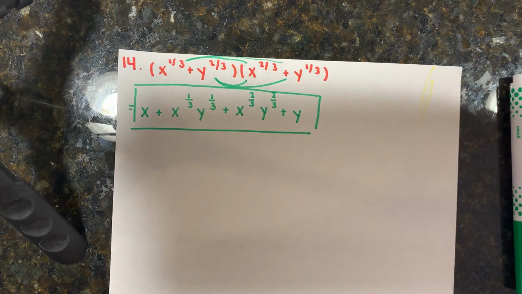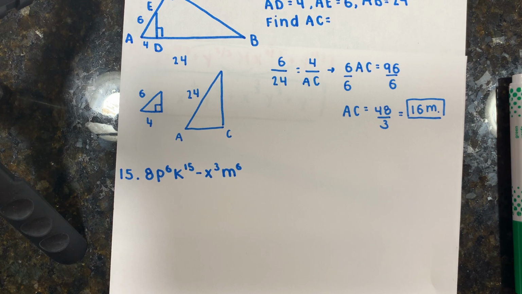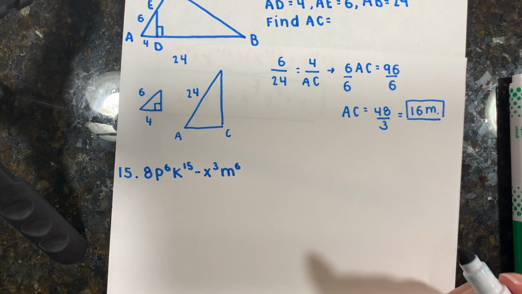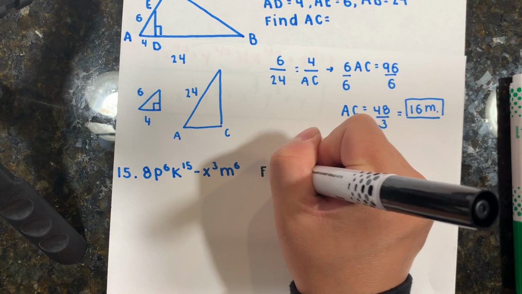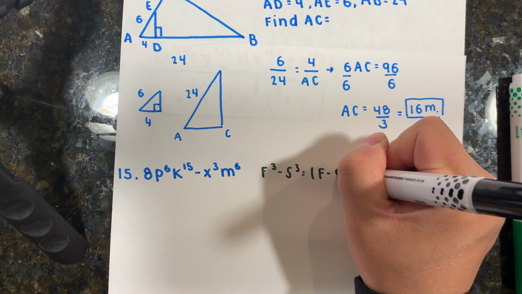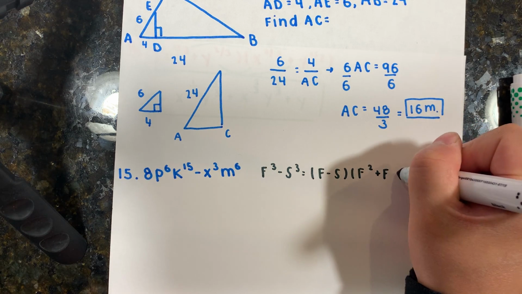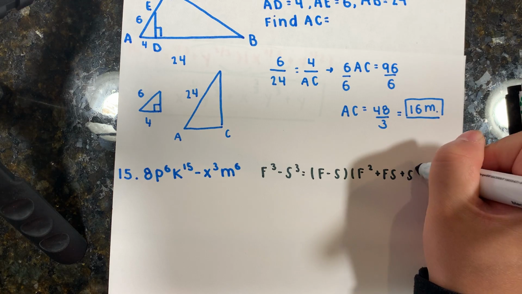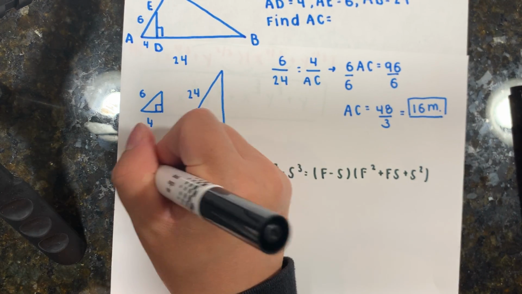And then the last problem we're going to do is number 15. And the first thing that I need to do is I need to remember what that equation was. For number 15, it comes from lesson 108. And that's going to be f cubed minus s cubed equals f minus s times f squared plus fs plus s squared. Now to find f and s, I have to take the cubed root of both.